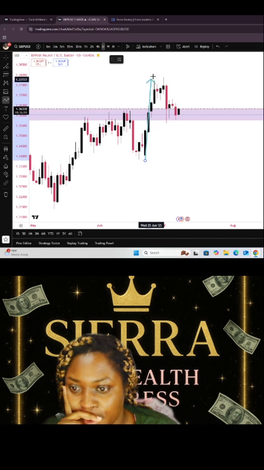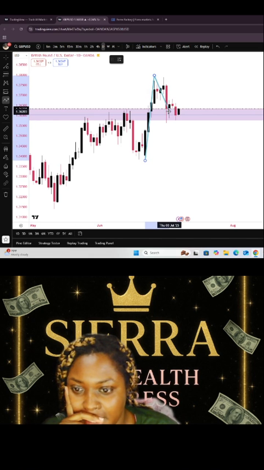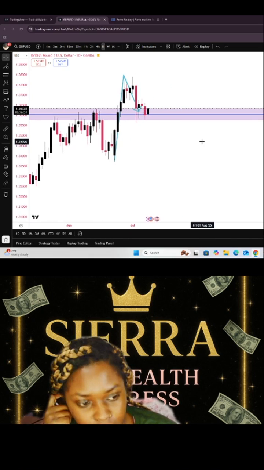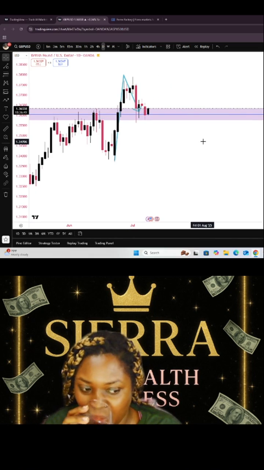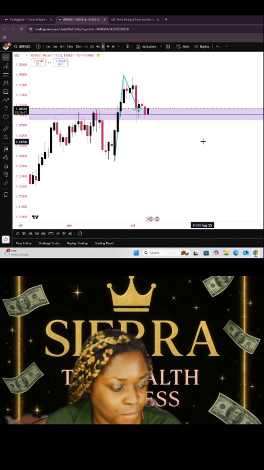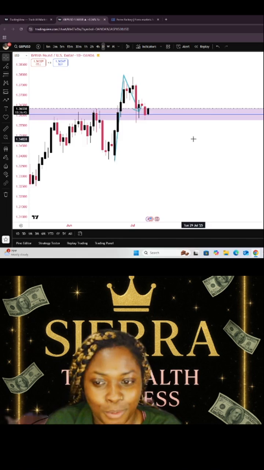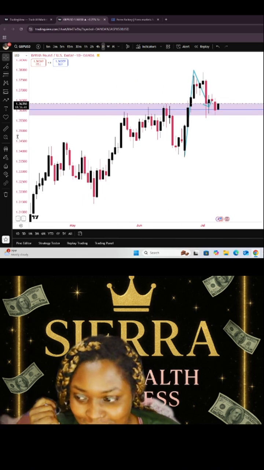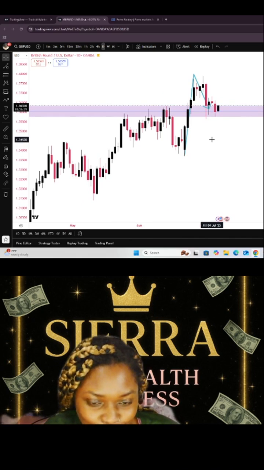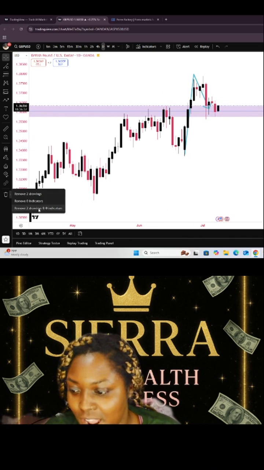Now this area's resistance. Price traded through it. Price retested it. And since price retested it, this area now becomes what? Support, baby. Y'all smart. It is bullish, but the answer I was looking for was support. Okay.